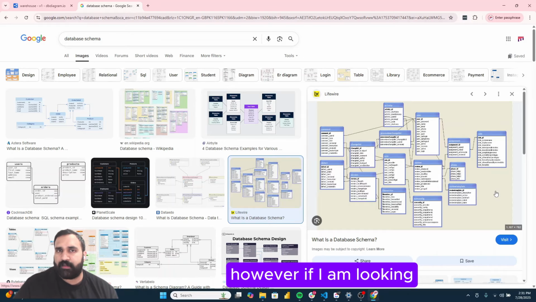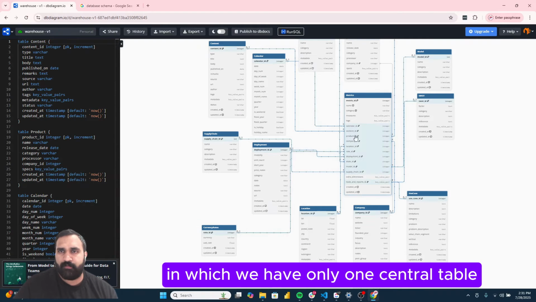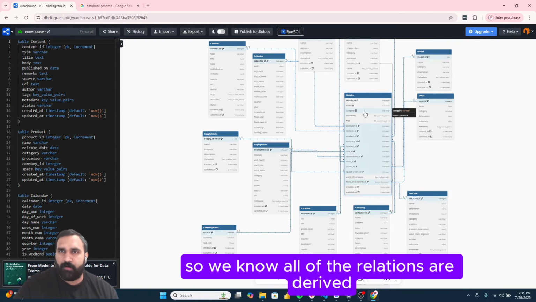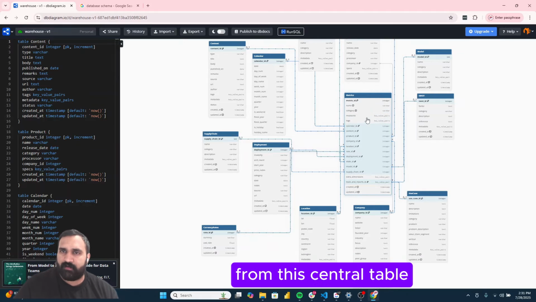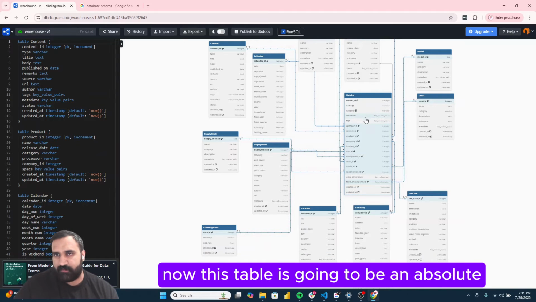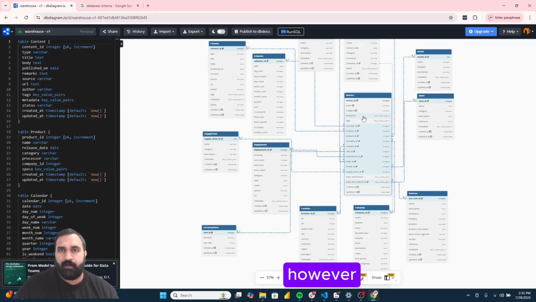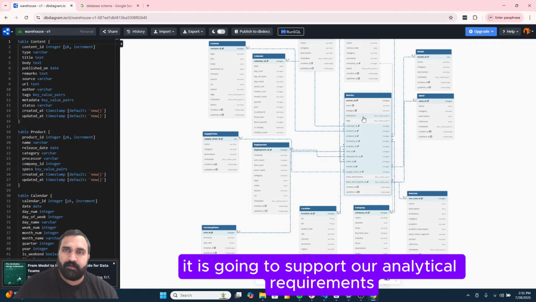However, if I am looking at the previous example in which we have only one central table, we know all of the relations are derived from this central table. Now, this table is going to be an absolute mammoth, it is going to be big. However, it is going to support our analytical requirements.